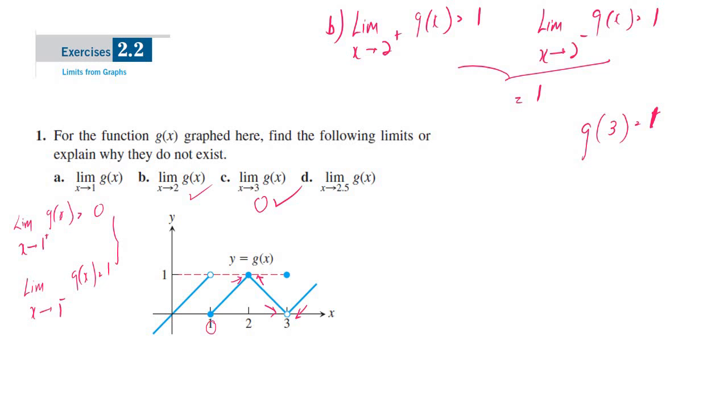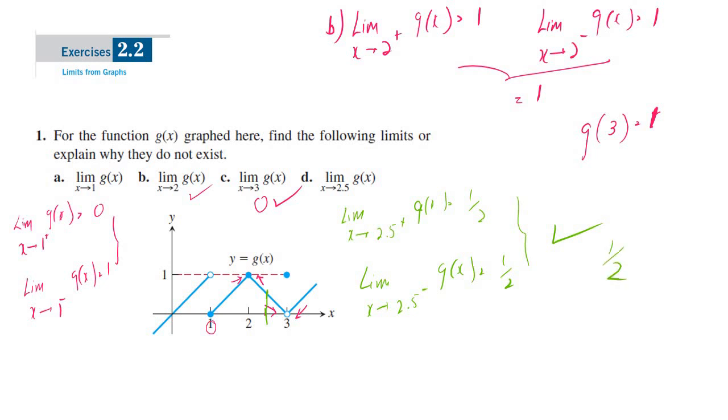So let's look at 2.5. I'll change the color of my pen. 2.5 is somewhere here. What happens at 2.5? The limit as x tends to 2.5 from the positive side of g(x) is around half, and the limit as x tends to 2.5 from the negative side of g(x) is also equal to half. So the limit exists and the limit is half.